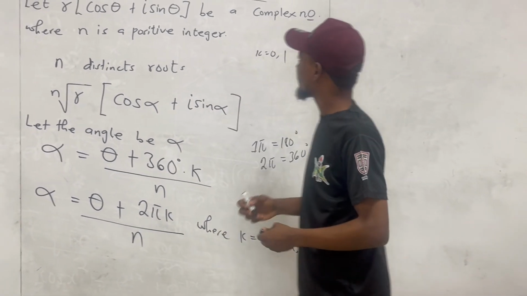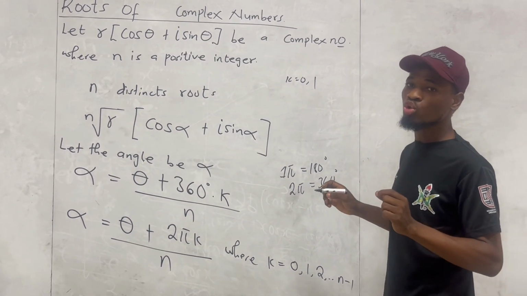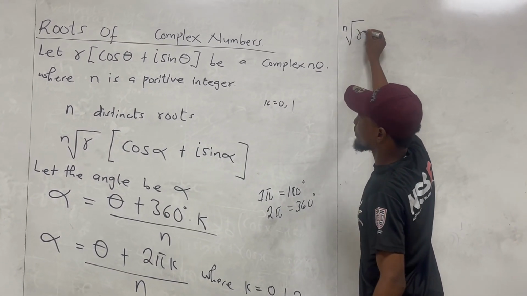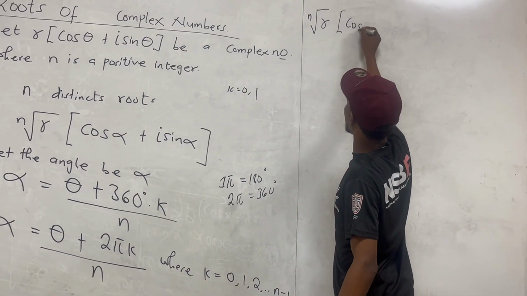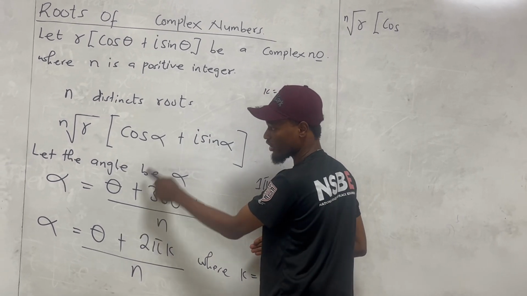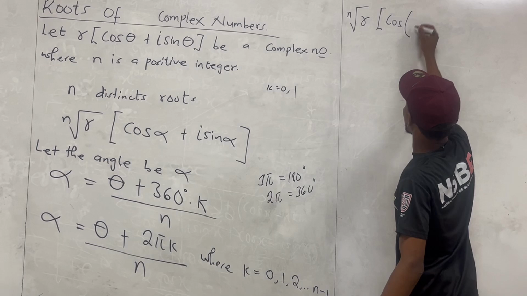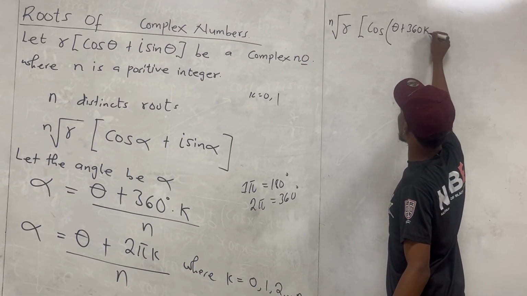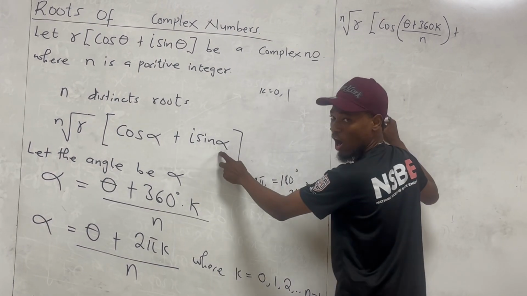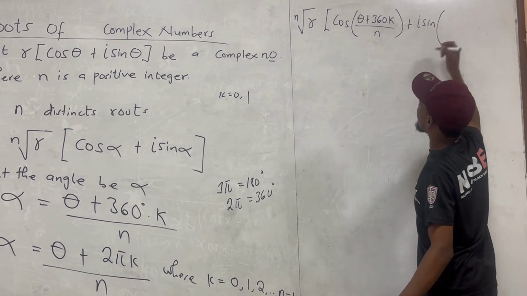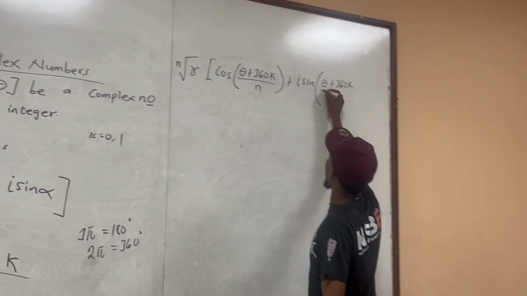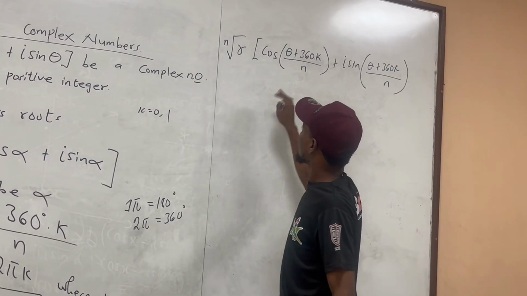So to sum up, the formula for calculating roots of a complex number is given by the nth root of the modulus, then cos alpha, but alpha is given by this. If I substitute alpha into this, I have cos of theta plus 360k all over n, then plus i sin alpha, and my alpha is still theta plus 360k all over n. So this is in terms of degrees.